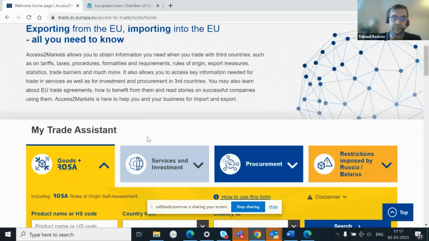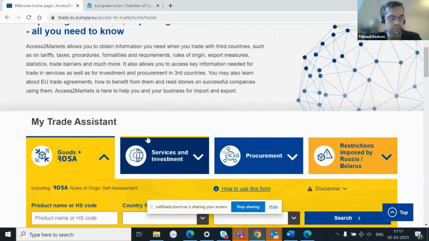That's on the objective. Now on the coverage, on the scope, one has to know that for the time being, the coverage of my trade assistant for service and investment is rather limited. What do I mean here? I mean that we can find information for three different types of service sectors, namely legal services, maritime transport services, and accounting services. So three service sectors for two countries, and those two countries are the UK on the one hand and Canada.